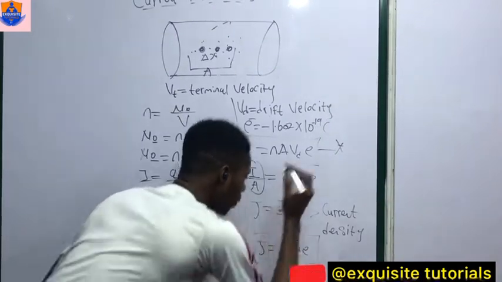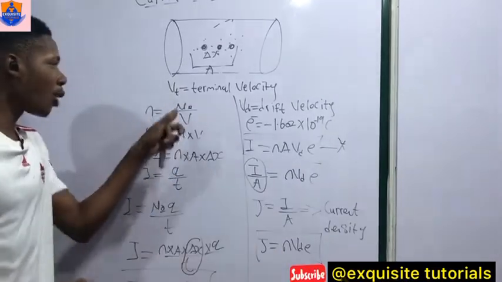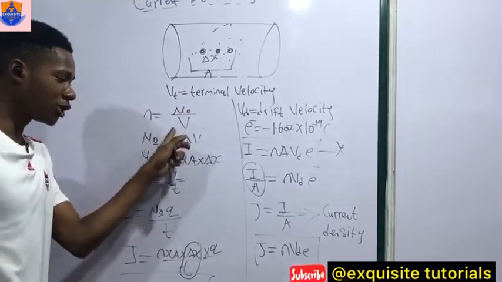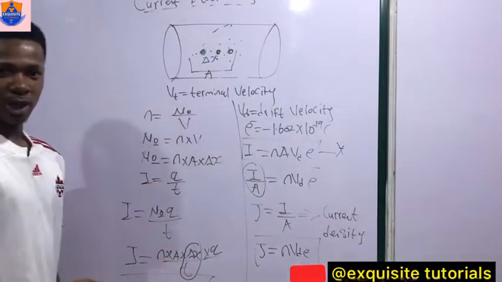Let's now substitute. I have J is equal to NVDE. This is a very useful formula for calculating current density. Recall again, N is the number of atoms or electrons per unit volume, VD is the drift velocity, and E is the charge of the electron.